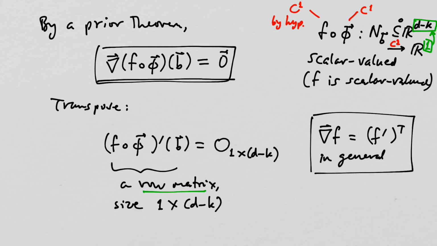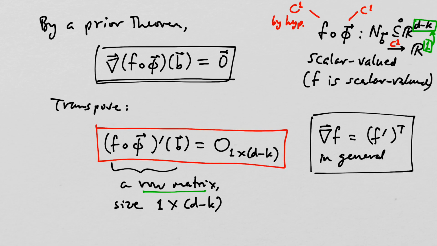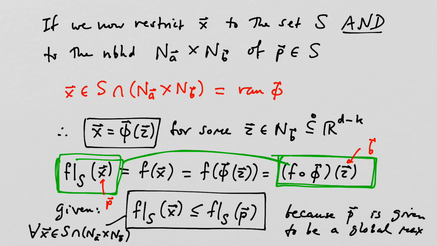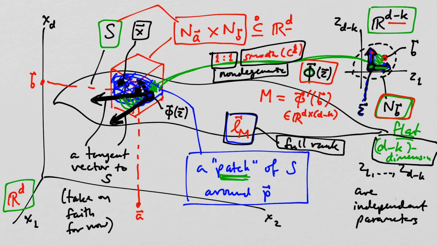All right, good. Now we can use the chain rule to simplify the derivative in this equation here. The chain rule tells us that you can write the derivative as f prime of the inner function and then phi prime of b. Now remember, phi of b is just p. And then this is the matrix I called M, back in this picture. So let me continue to use the name M for that matrix.